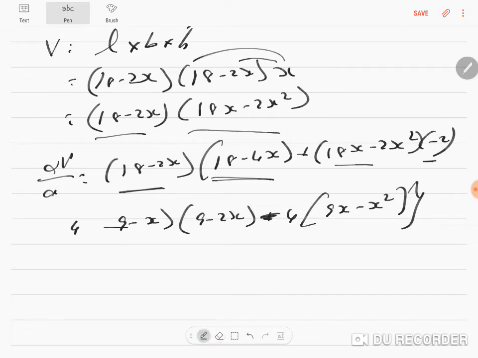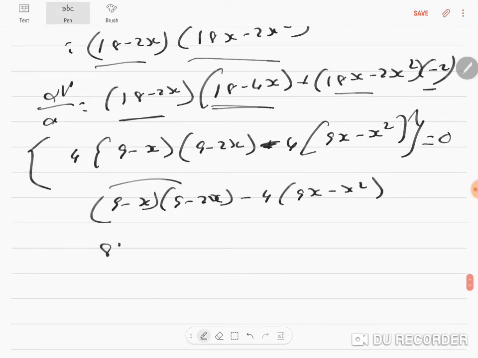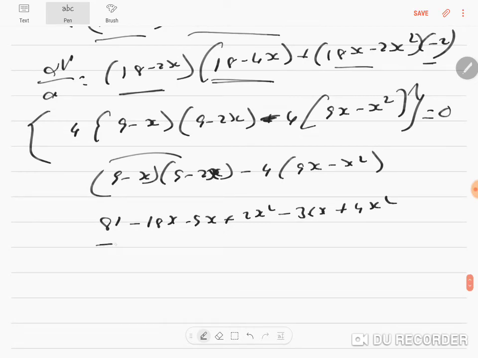The 4 that is common for this and a 4 that is common for this. So if I am going to equate to 0, the 4 will go away. So I will have 9 minus x into 9 minus 2x minus 4 into 9x minus x square alone. So take it in, 81 minus 18x minus 9x plus 2x square minus 36x plus 4x square. Now solve this, you get 81 minus x.